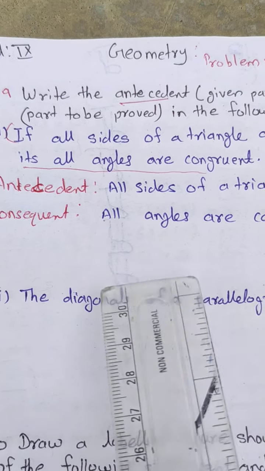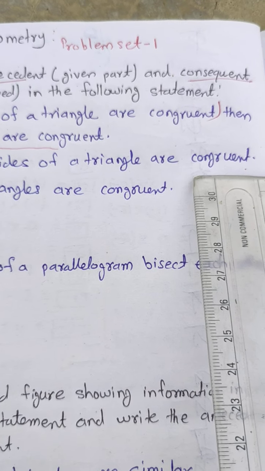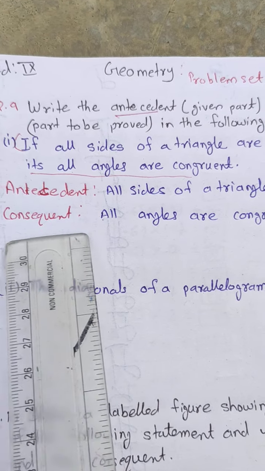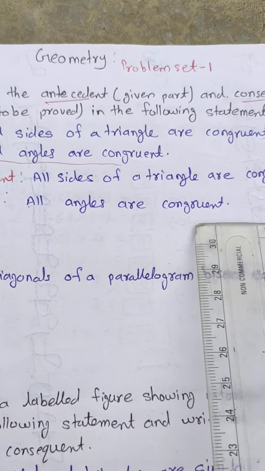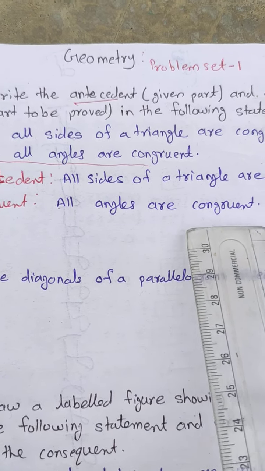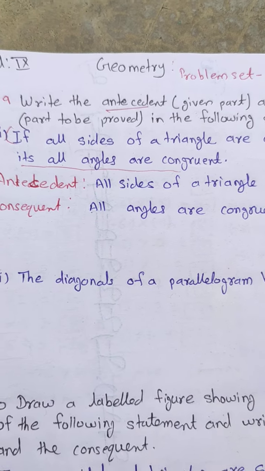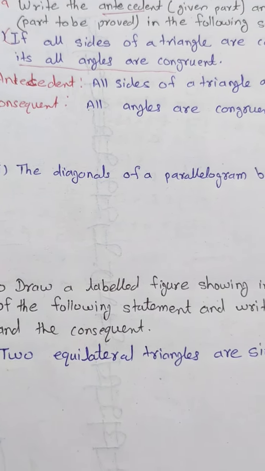See, antecedent means given part: all sides of a triangle are congruent, and consequent is: all angles of a triangle are also congruent. This we have to prove. Only in this sum we have to write what is given and what is to prove. Nothing more than that. The second question is there.